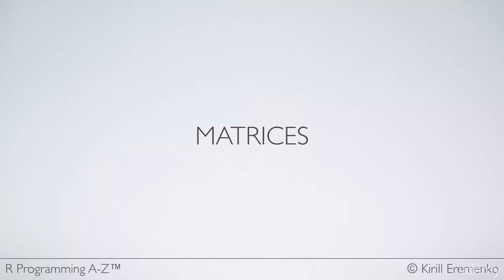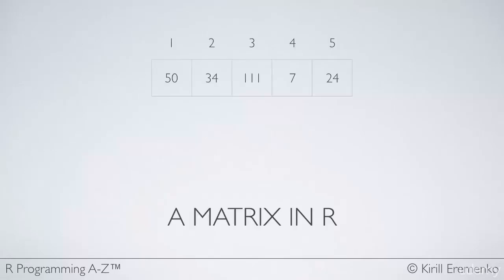And moreover, as you will see from further down in the course, there's another type of object which is called a data frame. So matrices are also a stepping stone in order to get to data frames. So let's dive straight into it. So what do we know so far? So far we know how to work with vectors. Here's an example of a 5-element numeric vector.